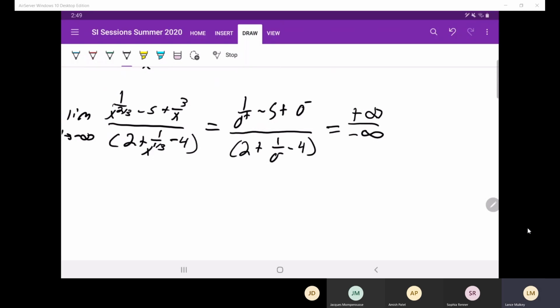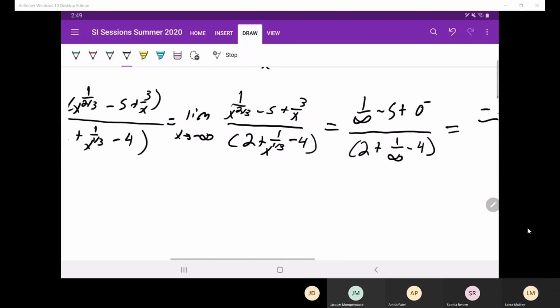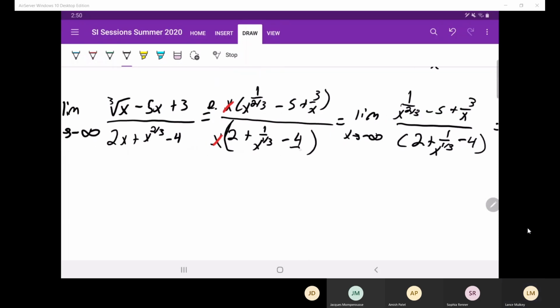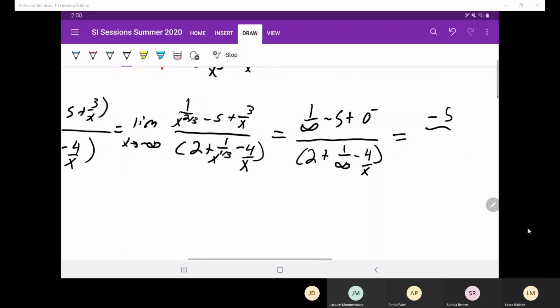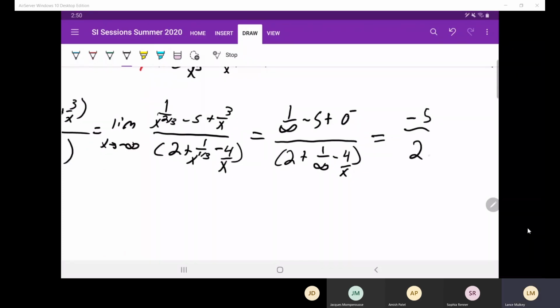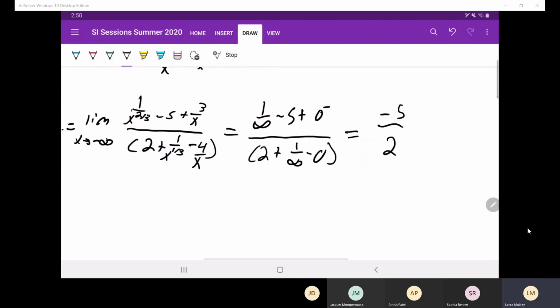Actually, no, I did this wrong. I did this completely wrong. That's why it's not right. X to the 2/3, it's infinity. I'm sorry, I was doing that wrong. I was thinking 0. And this is infinity too. I was completely wrong. Wow. So that's going to equal negative 5 over 2. So that's your answer. Sorry, I was completely wrong.